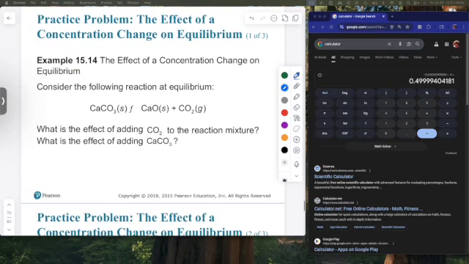So over here, we're told we have an equilibrium reaction. What is the effect of adding CO2? Since CO2 is the product, when you add this, it shifts to the left. And then what's the effect of adding CaCO3? CaCO3 is a solid, so the answer is nothing, no effect.